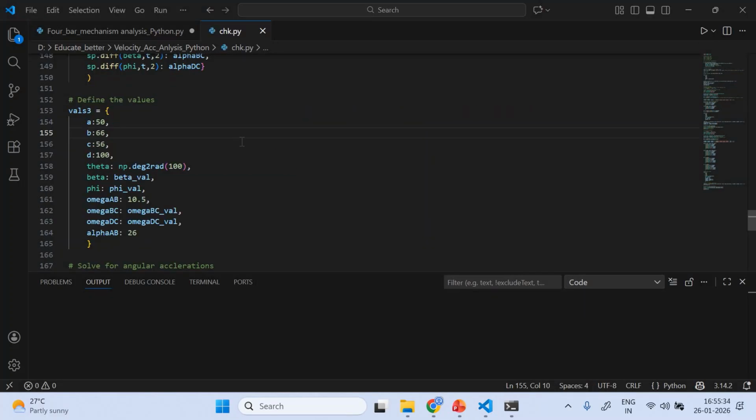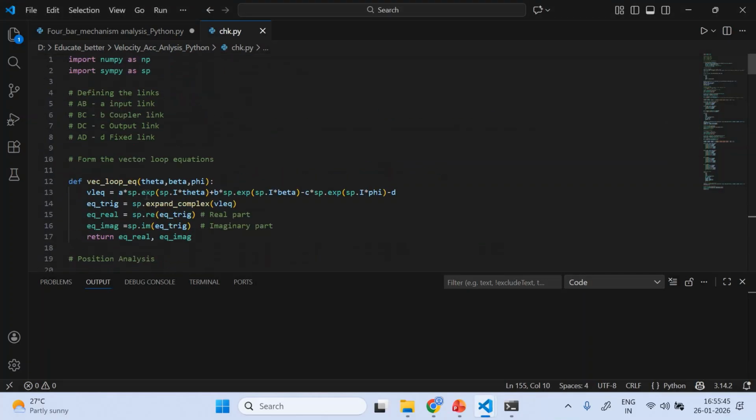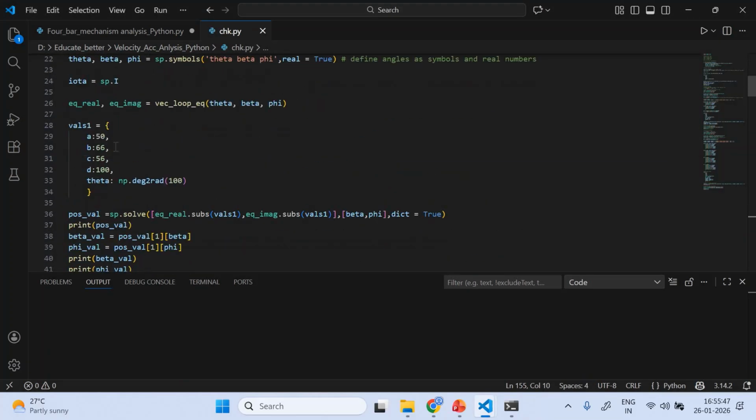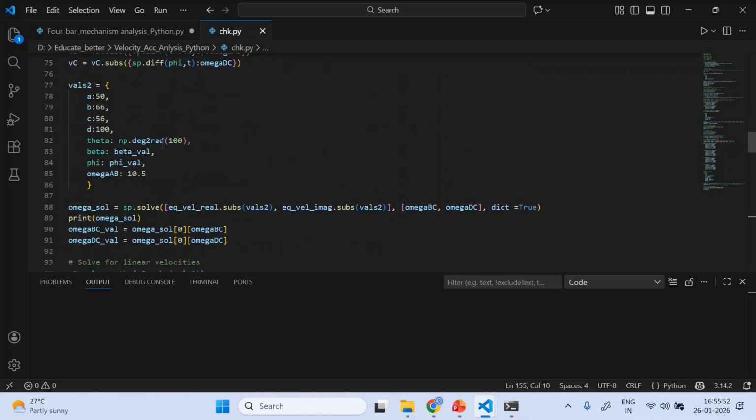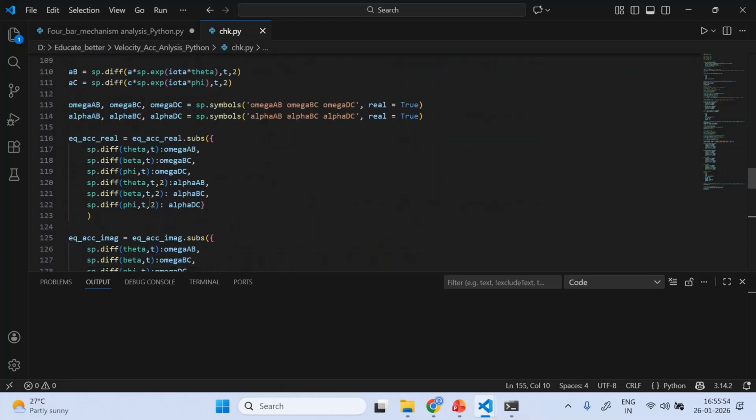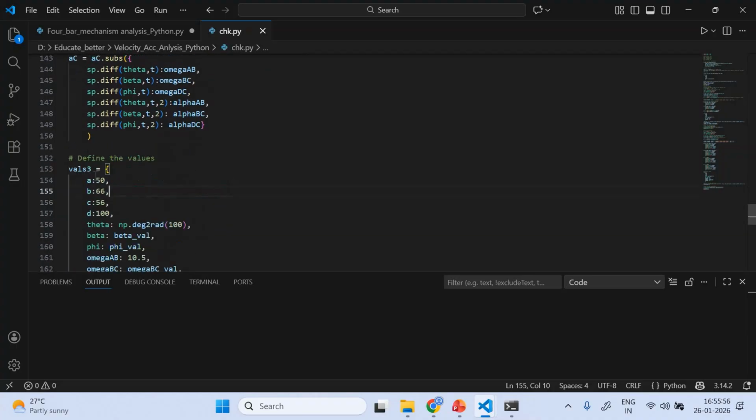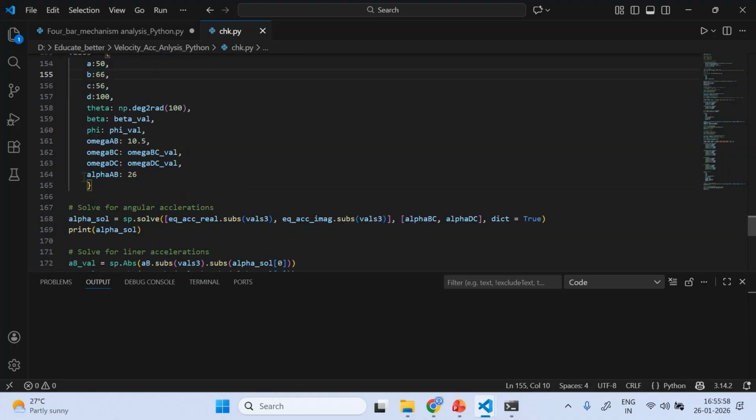After the analysis for a given set of values is complete, you can repeat this analysis for some different values of the input parameters. So let us take the value of theta now as 100 degree. Just make this substitution in vals 1, you change it to 100 degree, right? Similarly, you repeat it for vals 2 and vals 3 as well. And here you can check that I also changed the value of angular acceleration of link AB from minus 26 radian per second square to plus 26 radian per second square.